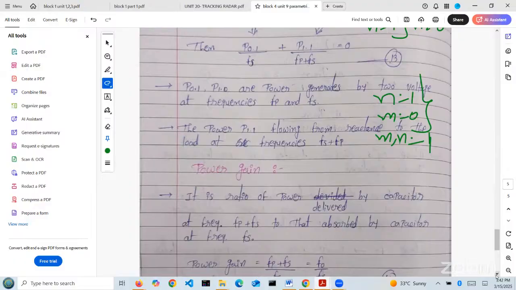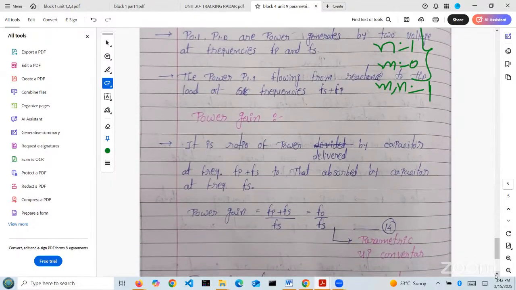Afterwards, we have the power gain formula. After writing this, you have to write about the power gain formula. We have two power gains, for the up converter and the down converter. The power gain for the up converter is the ratio of the sum of the frequencies to the signal frequency. Here the sum of the frequencies I am taking as fp plus fs, and the signal frequency is fs. Here fp plus fs is treated as f0. So the parametric up converter gain is the ratio of f0 by fs.